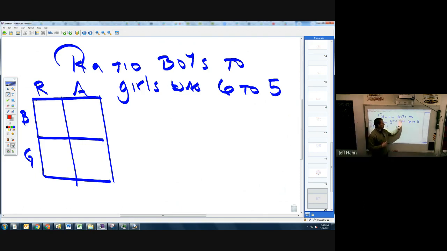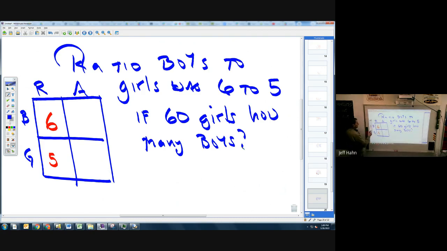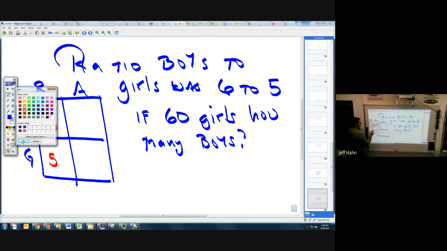Ratio of boys to girls, 6:5. Well, that was like half the problem. We don't know what the rest is. The rest of the problem says if there were 60 girls, how many boys? So there you would put the girls is 60. Where does that go with the girls?